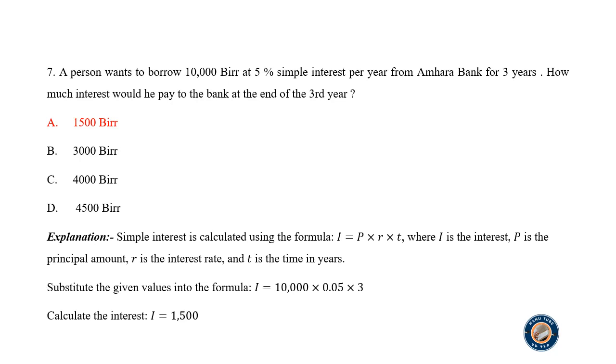Simple interest is calculated using the formula I equals P times R times T, where I is the interest, P is the principal amount, R is the interest rate, and T is the time in years. Substitute the given values into the formula. I is equal to 10,000 times 0.05 times 3, which is equal to 1,500.